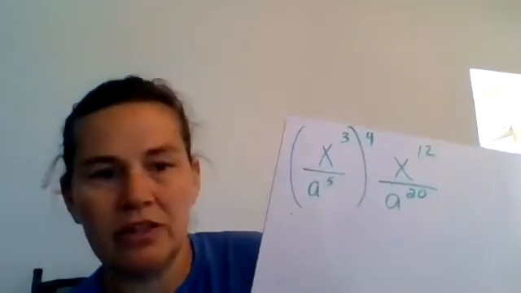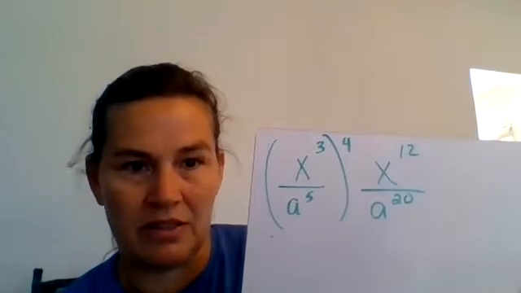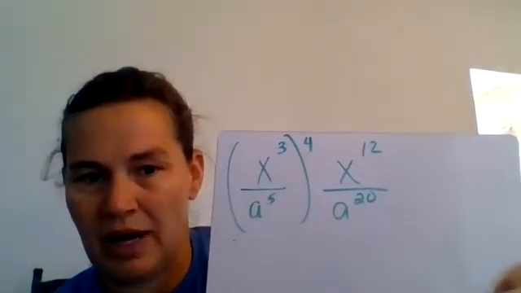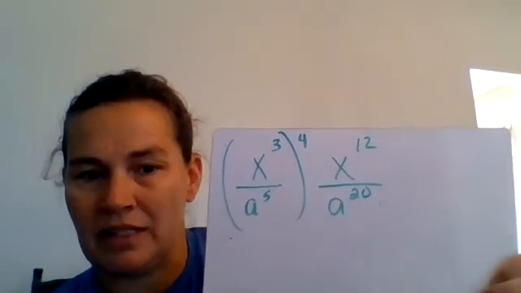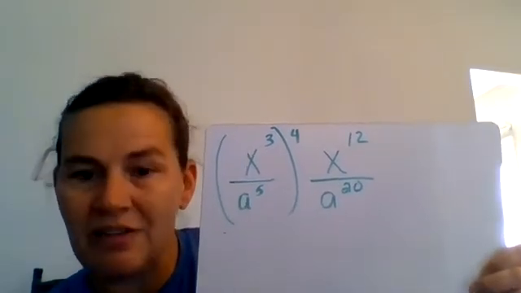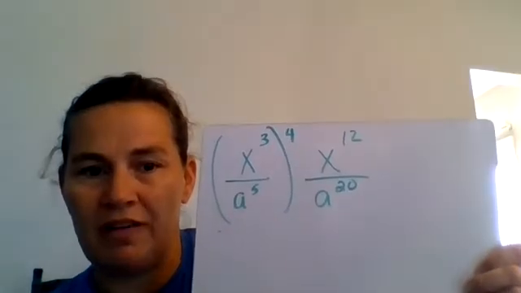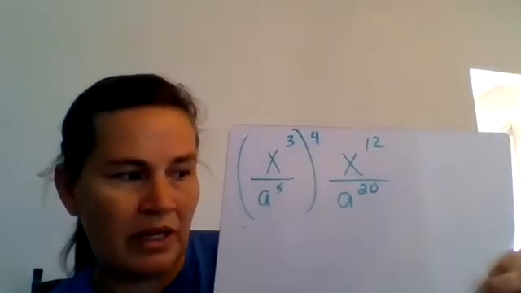I just did x to the third times x to the third times x to the third times x to the third, which gives me x to the 12th, or I can just multiply these two exponents. Same thing here, a to the 5th times a to the 5th times a to the 5th times a to the 5th, or just multiply 5 times 4, and I get a to the 20th. Now, the one thing we do have to be careful of is when we have negatives.